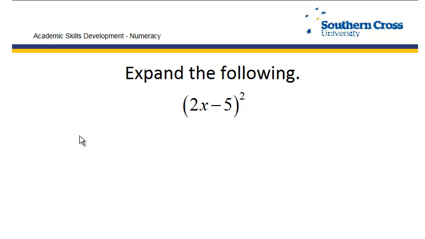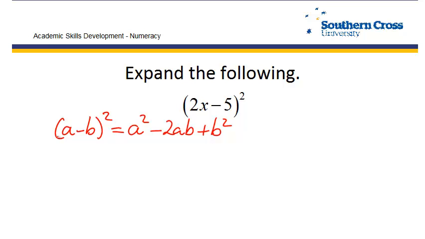In this video we're going to expand using identities. So the identity that we associate with this is one of a perfect square involving a subtraction. That identity is (a - b) all squared is equal to a squared minus 2ab plus b squared. What we're indicating as a is 2x and what we're indicating as b is 5. So we just need to do the association.